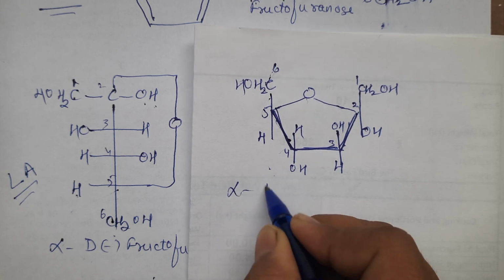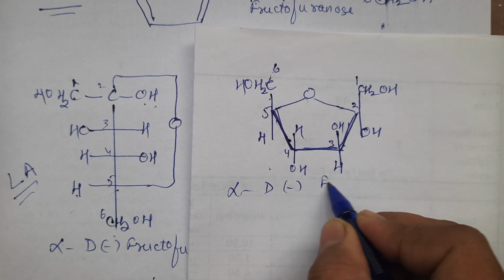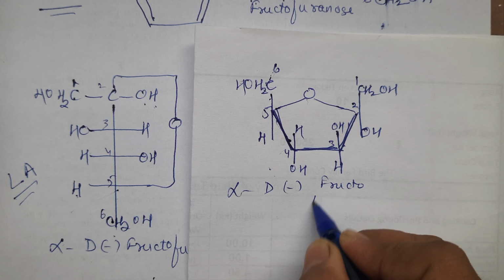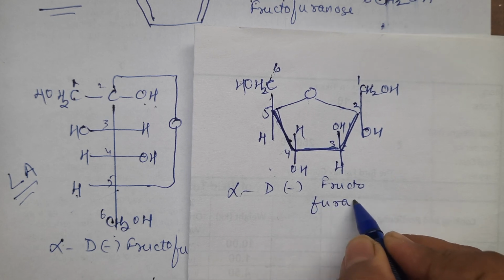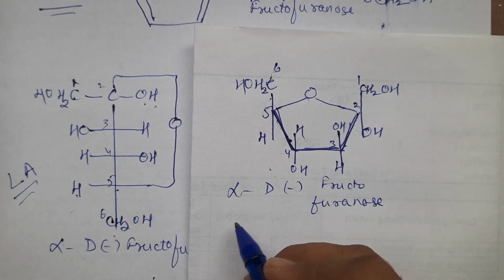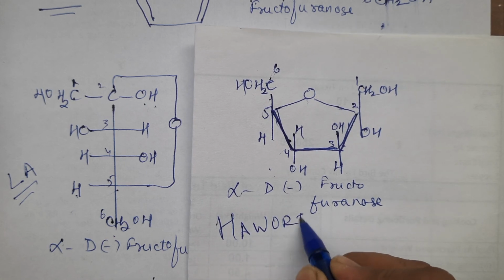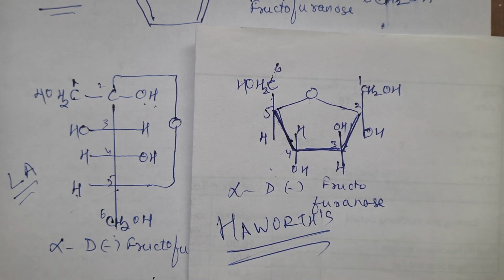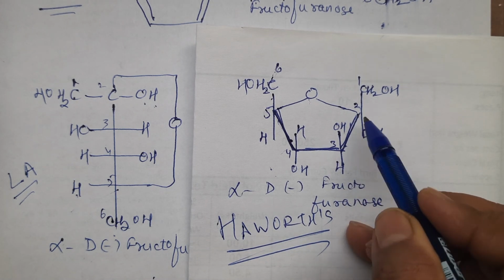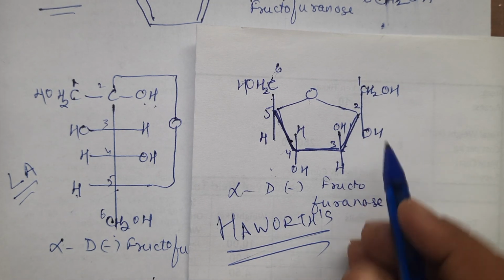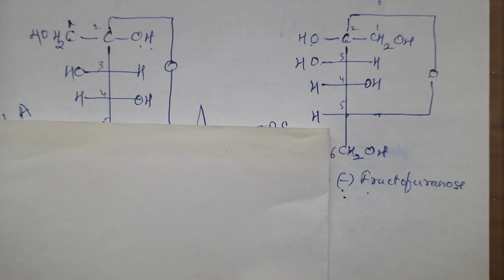It is alpha D minus fructofuranose. Fructofuranose structure. Which form, children, have we represented? Haworth's structure. This is Haworth's structure. Right. So same way we can also show the beta isomer. What is the difference in beta? On the second carbon atom OH you are going to show above, rest everything will be same.